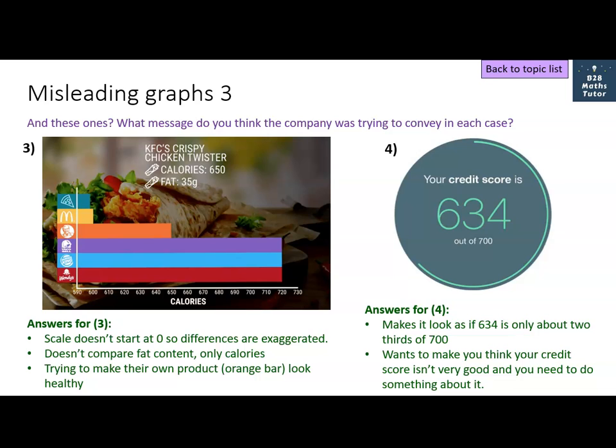So be careful when you see charts in the press. See if you can work out what message they're trying to give you and have they twisted the data to send that message, because it's very common.